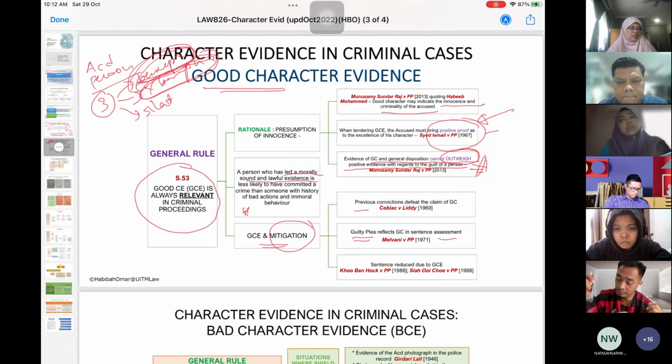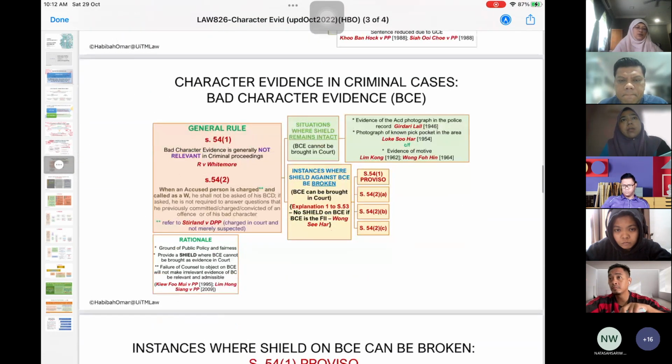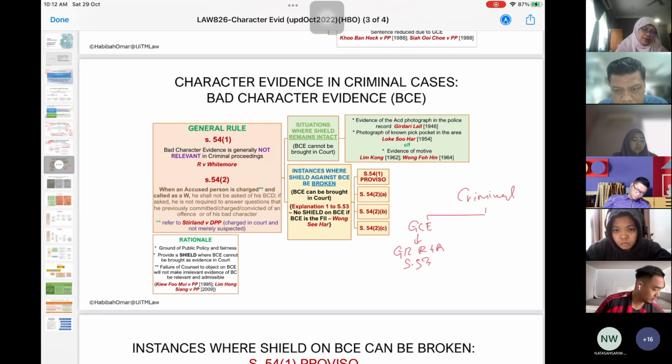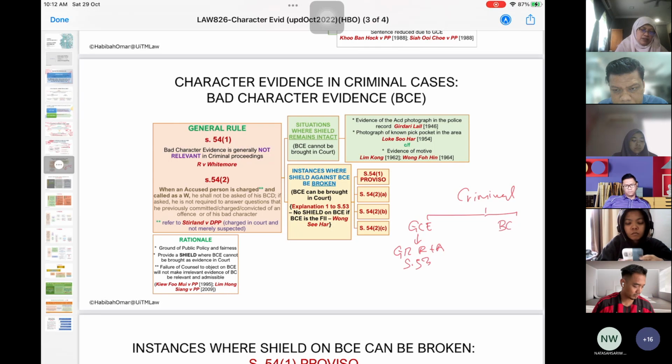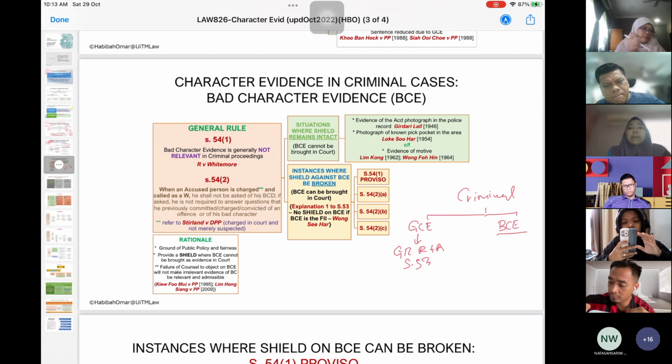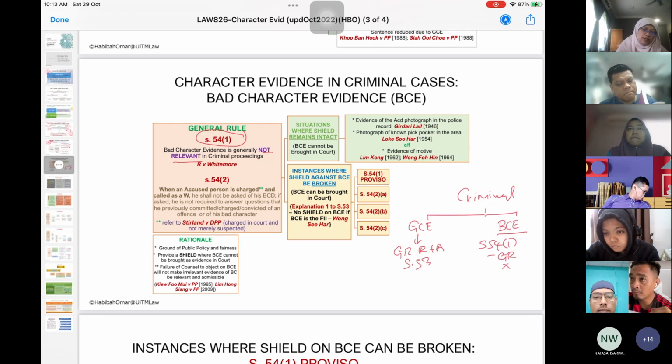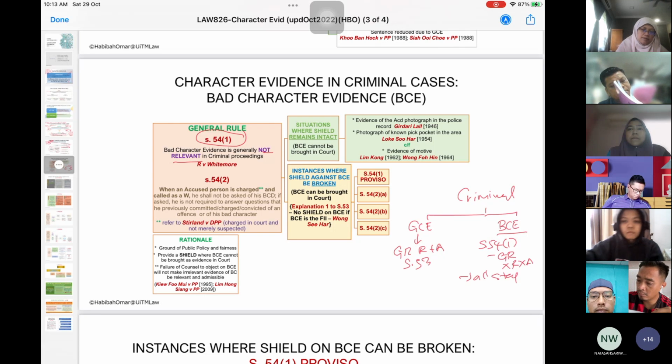Now, the second part of this situation is when we deal with bad character evidence. So tadi maknanya dalam criminal trial, dalam criminal case, kita kena tengok satu good character evidence. Good character evidence, general rule, relevant and admissible. Okay? Sectionnya 53. Then, when we talk about bad character evidence, so bad character evidence lah yang kat sini lah kita nak tengok. Now, bad character evidence, kita ada dua provision that talk about the general rule. The general rule satu ialah dalam section 54 sub 1. Tadi kita dah baca. Dalam section 54 sub 1, dia kata bahawa bad character evidence is generally not relevant, not admissible. Yeah? So, section 54 sub 1 provides you with a general rule, not relevant, not admissible at all stages of crime.